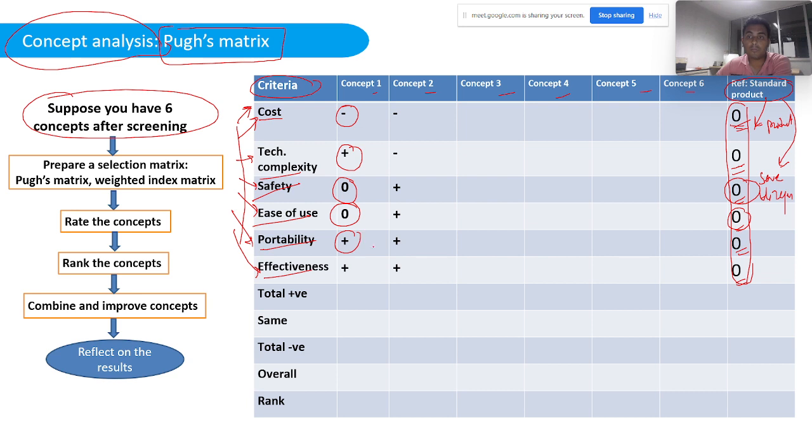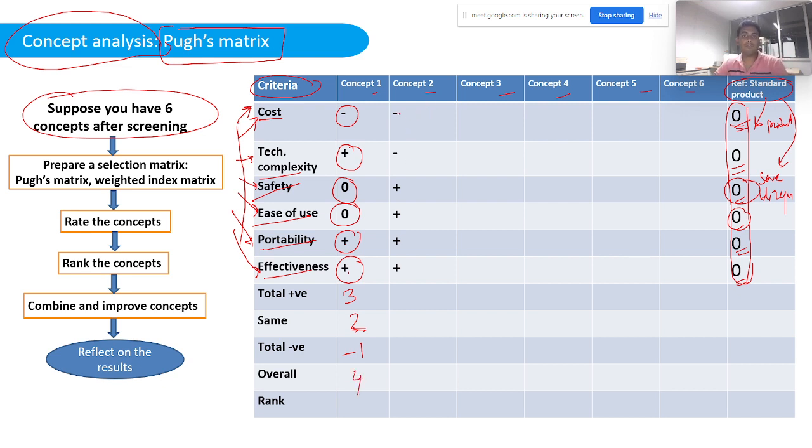Portability, it is more portable, that's why it is plus. Effectiveness plus. Then what you do, you count total positive: 1, 2, 3. So 3 positive. How many same? 0, 0, 2 same. How many negative? 1, minus 1. So 3, 2, 5 minus 1, 4. So the score is 4.